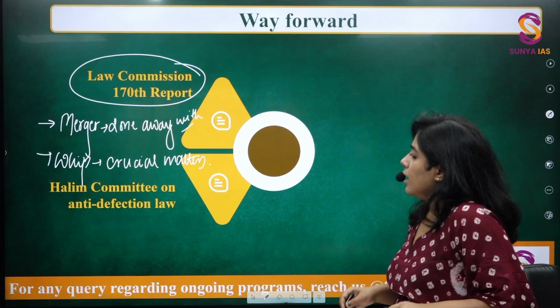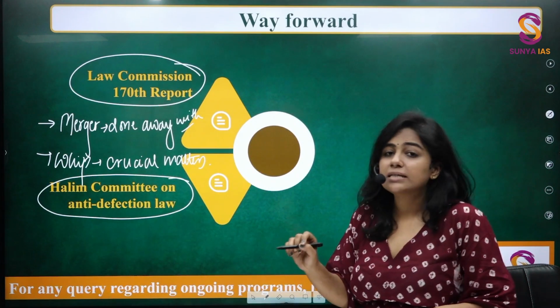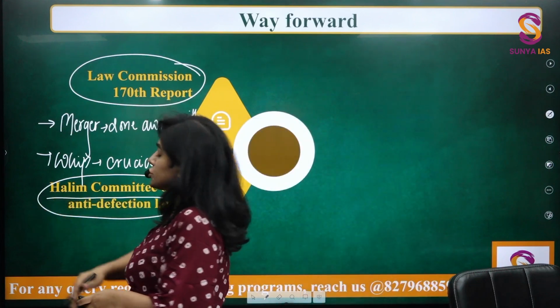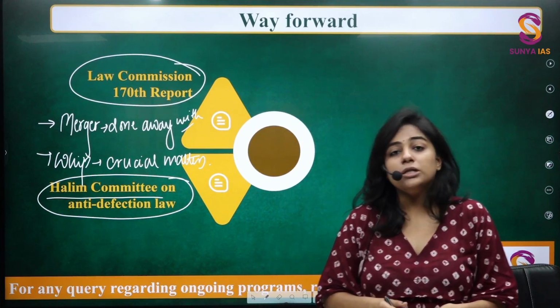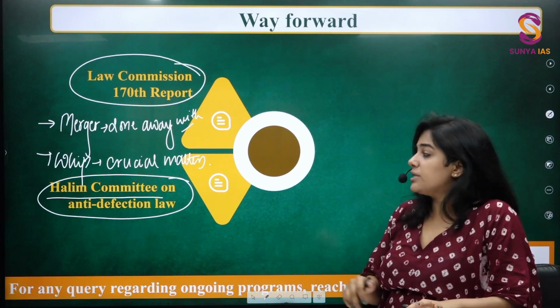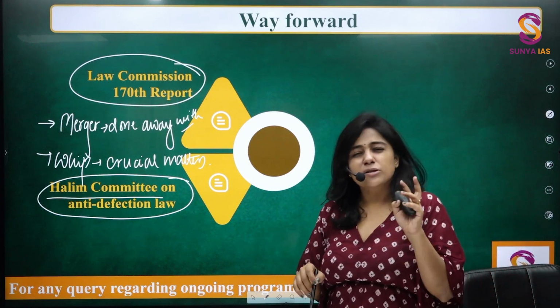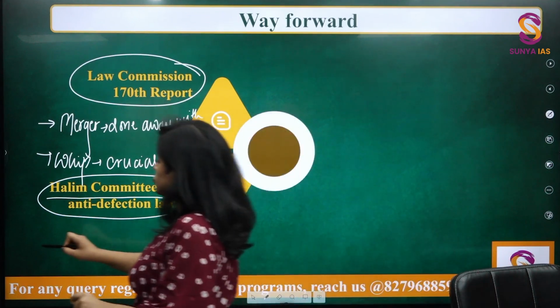Then, there is Halim Committee on Anti-Defection Law. You will not find this in a lot of places. Mostly you will find Dinesh Goswami Committee, you will find the 170th report of Law Commission. Halim Committee will give you an edge. So the Halim Committee on Anti-Defection Law has said two very, very pertinent things that you need to define.